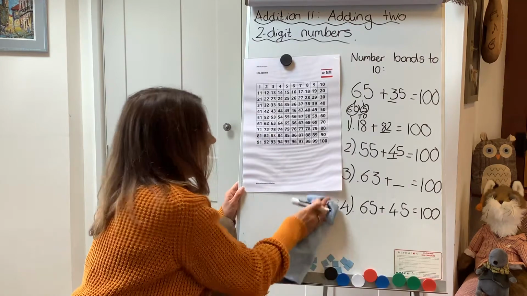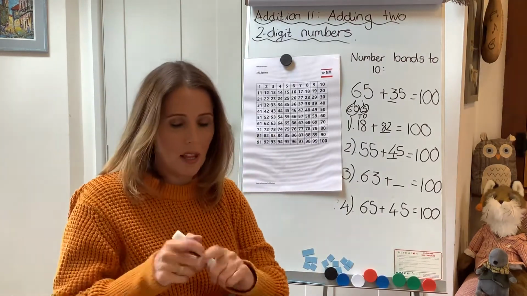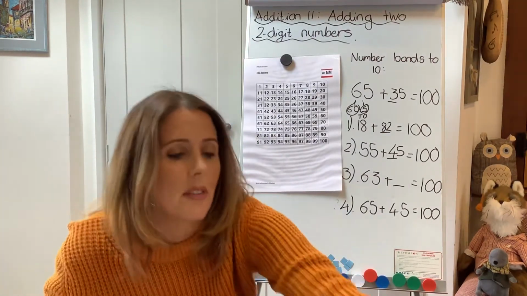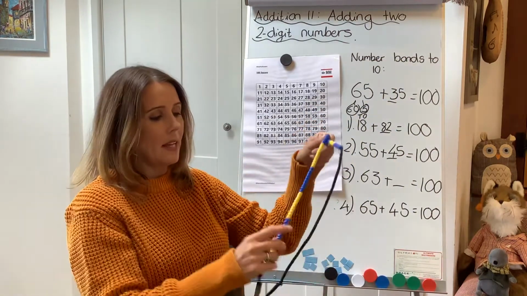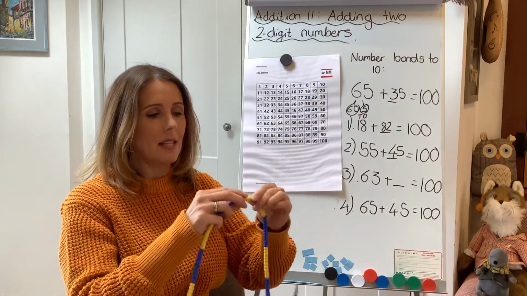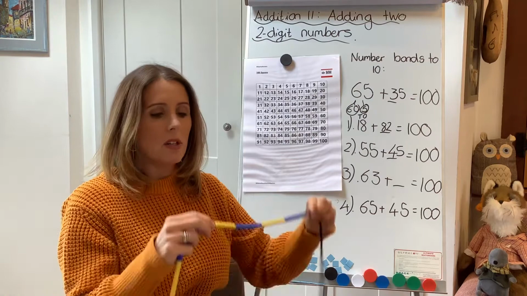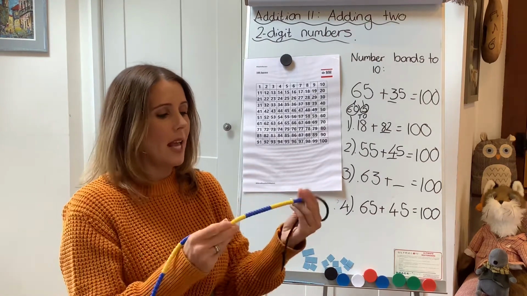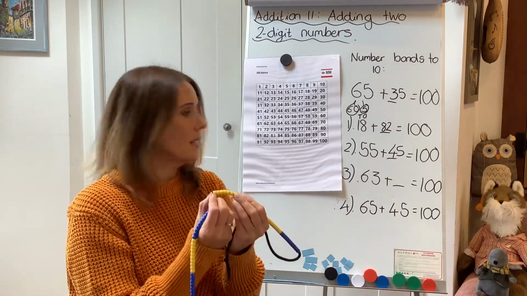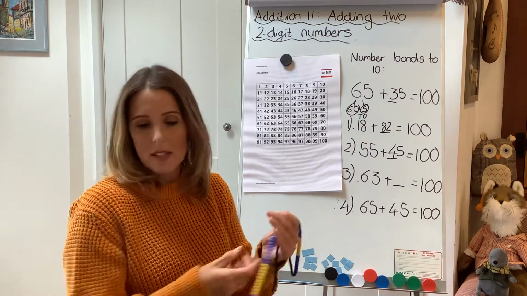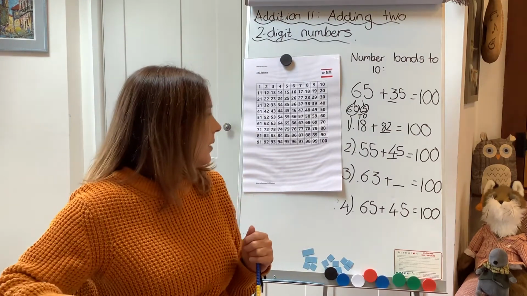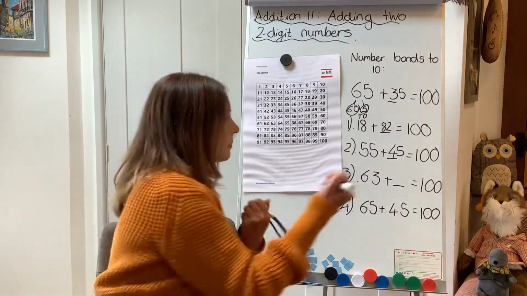Okay. Question 3 is 63. I'm going to use the bead string for this one. We've got 10, 20, 30, 40, 50, 60 and 3 there. So at the other side we have got 10, 20, 30 and 7. So 63 and 37 will make 100.